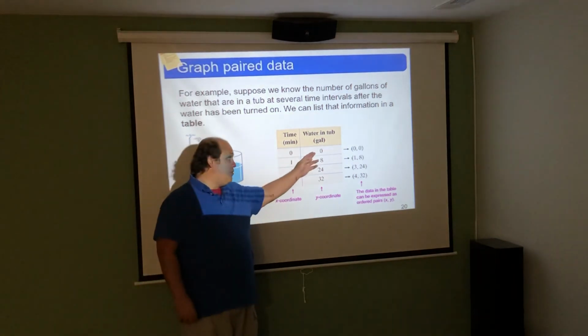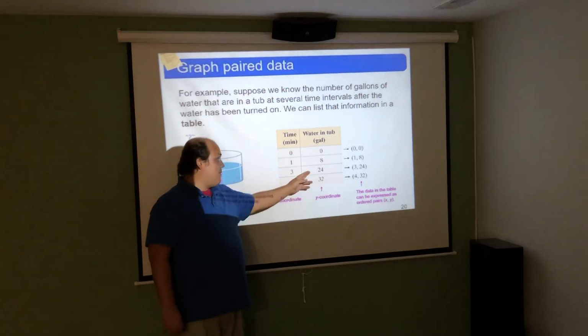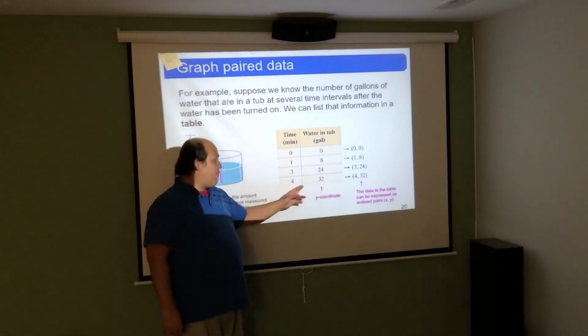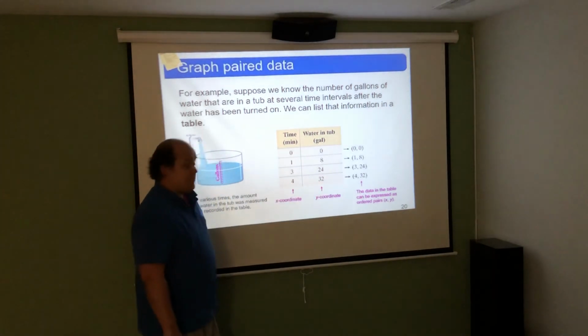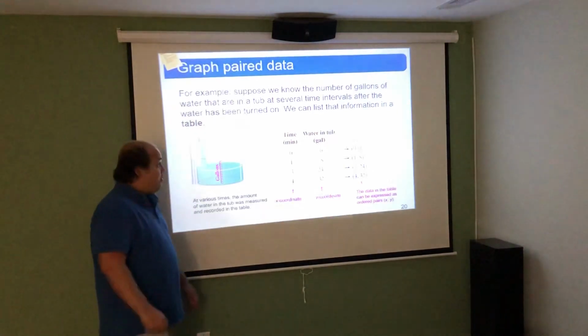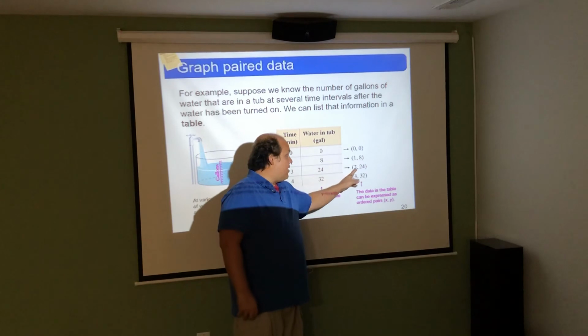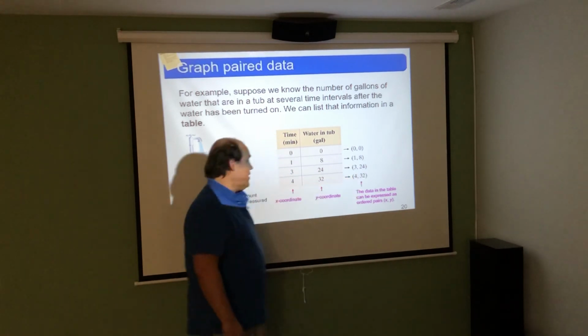0 minutes in, there was no water there. After 1 minute, there was 8 gallons of water. After 3 minutes, 24 gallons. And after 4 minutes, there were 32 gallons. We can take this information, input, output, and put them in as ordered pairs. (0, 0), (1, 8), (3, 24), (4, 32).